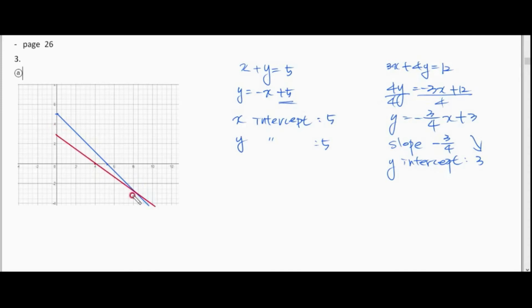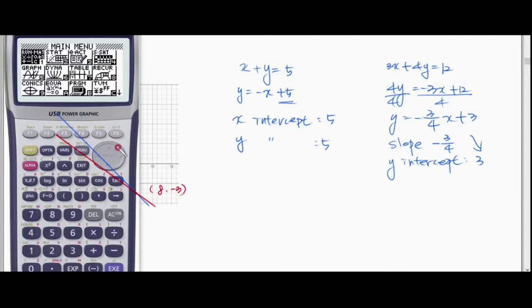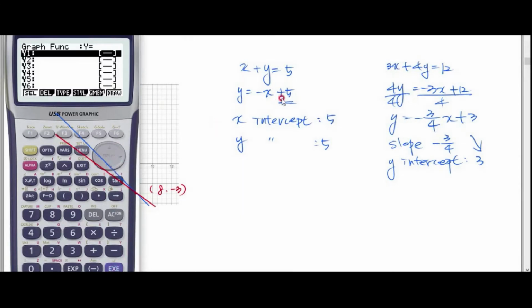And when we look at the point of intersection, it's just a bit over 8, but let's say it's 8 comma minus 3. And this time, we will use the graphic calculator to draw and find the point of intersection. Here's the calculator. Clicking the menu, and then we'll go to graph. Right, and then press EXE.